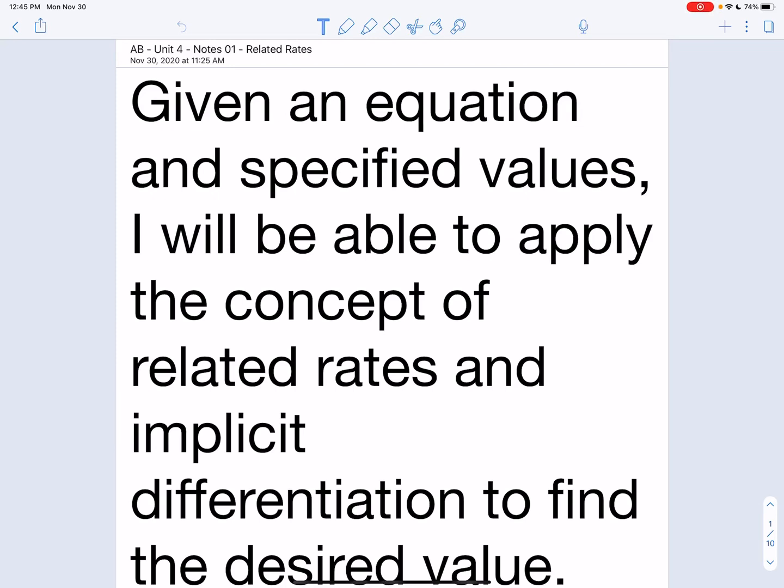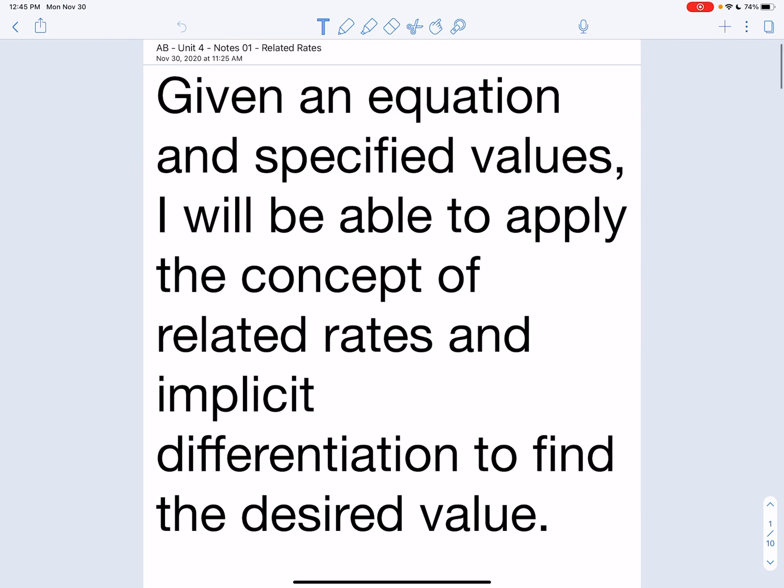Hey guys, this is Unit 4, Notes number 1. We're going to start off with an application of what we've been learning. It's called related rates. Make sure that you have a calculator handy. You will need it. So before you continue, make sure that you have that with you, okay?